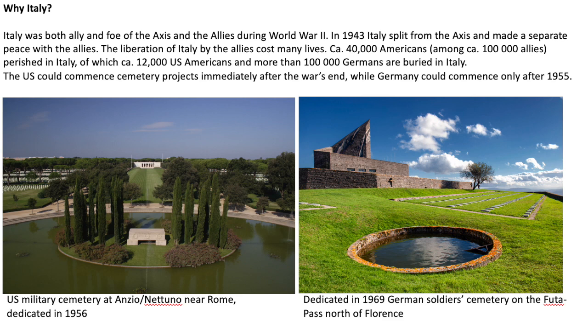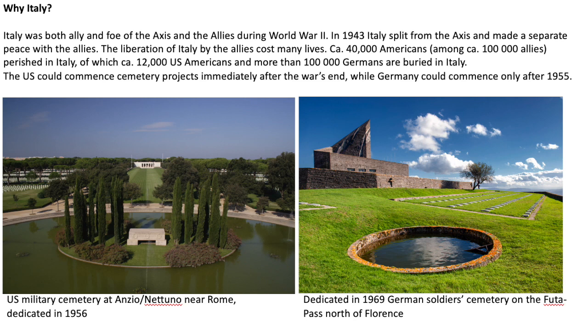Italy was both ally and foe of the Axis and the Allies. And in 1943 Italy chose the winning side. But the liberation of Italy by the Allies cost a lot of lives. America lost about 40,000, of which 12,000 are buried in Italy, and Germany lost over 100,000, and they're all buried in Italy. So it was a very bloody encounter.